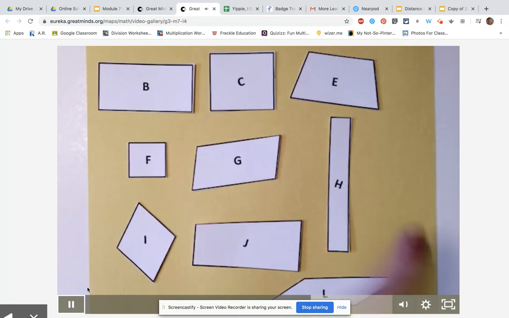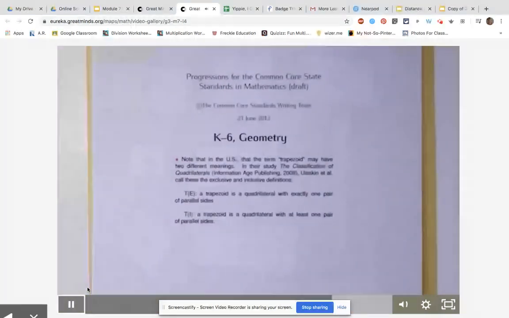So all of the shapes here are trapezoids because they have at least one set of parallel sides, and some of them have two sets of parallel sides. I'd like to draw your attention to the definition of a trapezoid, which comes from the geometry progressions. In this definition, it says that the term trapezoid has two different meanings.